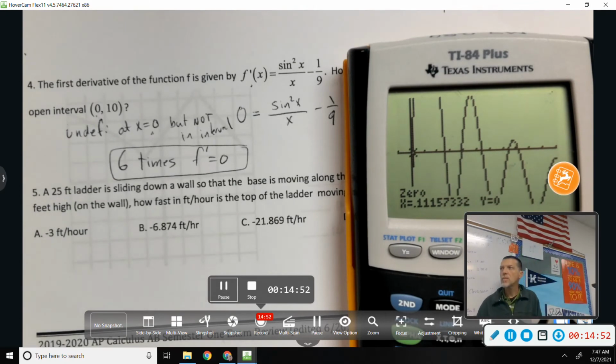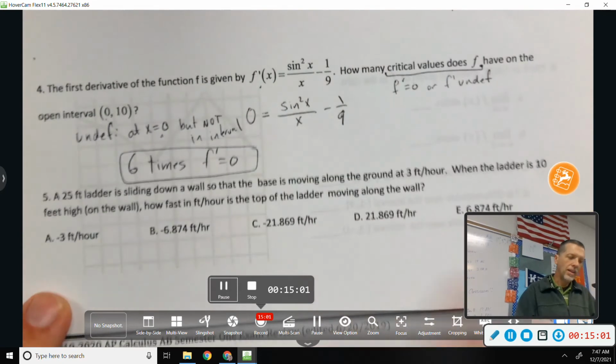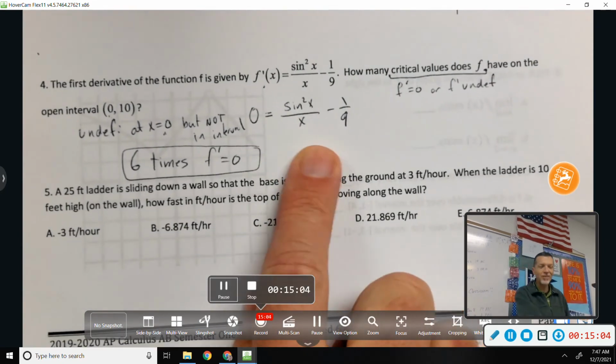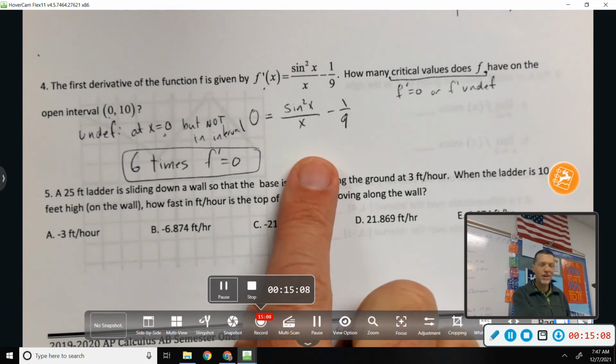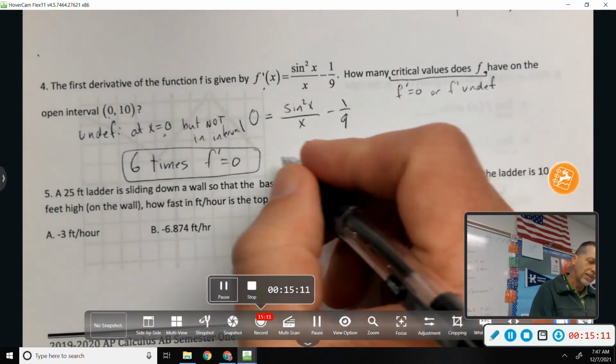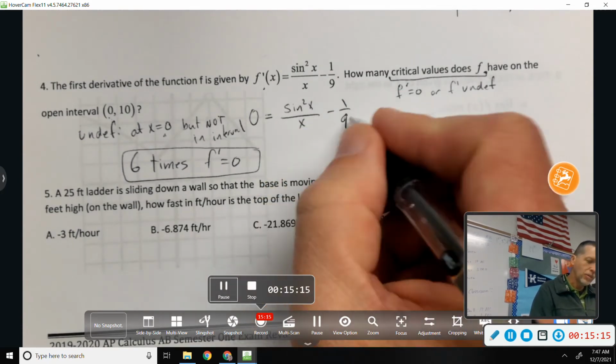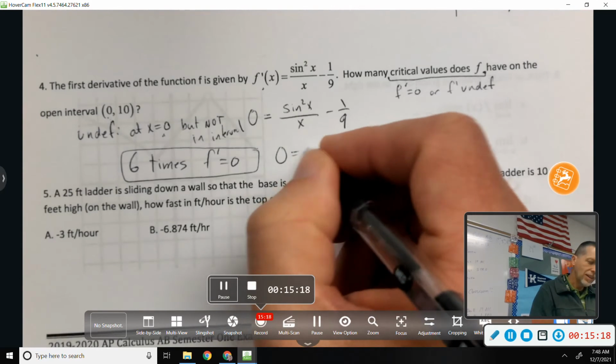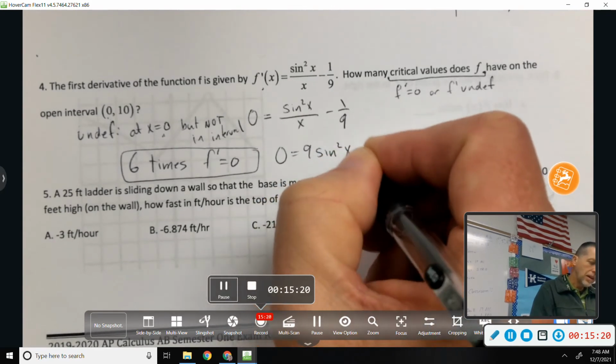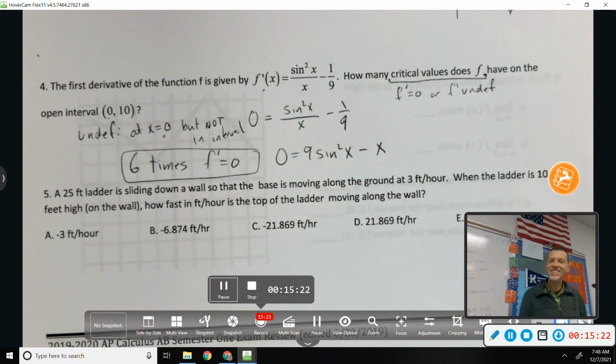Just as a refresher, to find those without the calculator, I understand this question just had weird values, you just set the derivative equal to 0. Right. You'd set it equal to 0 and solve, but I don't want to do that with this. I don't know how to do that algebraically. I guess you could multiply through by 9 and by x. But I still can't solve that. That might have been easier to graph.